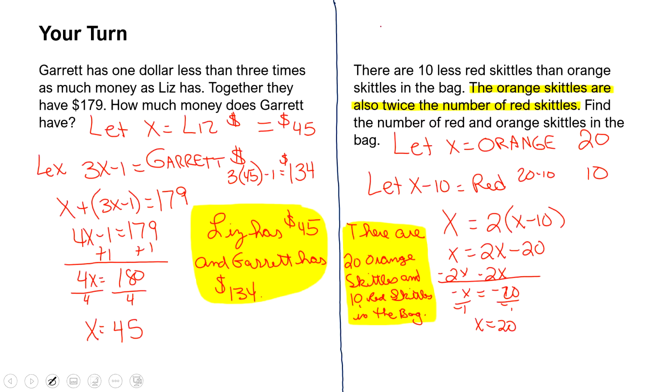Like I said, the second one was tricky. We set x equal to the number of orange Skittles, and then the red Skittles was x minus 10 because they told us there were 10 less red Skittles than orange Skittles. So what we had to do is set up our equation. We set up our equation as x was going to equal, because they told us the orange was twice the number of red Skittles. So we set that up as x equaled 2 times, in parentheses, x minus 10, because that was the reference for the red Skittles. We multiplied through, distributed the 2, then moved some stuff around. We found out that there are 20 orange Skittles and 10 red Skittles in the bag.